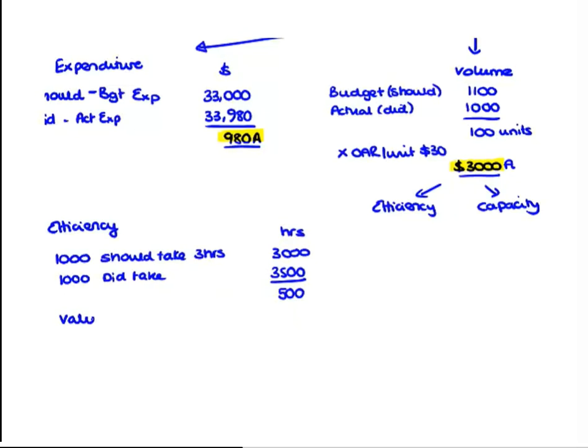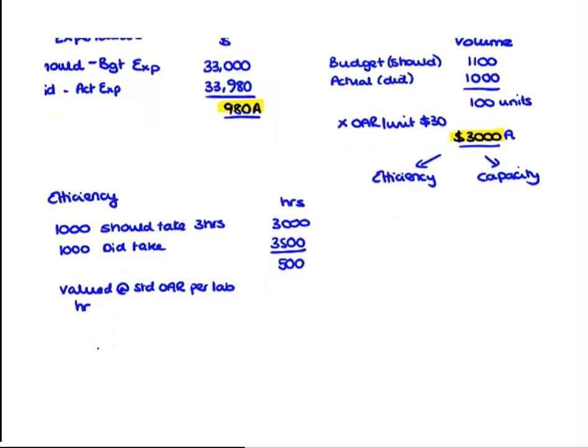And we need to value that at the standard overhead absorption rate per labour hour. And the standard overhead absorption rate per labour hour is the fixed overheads that were budgeted, the 33,000, divided by the budgeted labour hours, which was 1,100 units at 3 hours each. So my OAR per labour hour is $10. So that's a difference then of 5,000, and that's going to be adverse because it's taken longer than we were expecting.